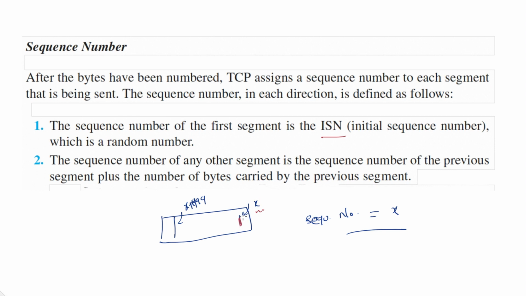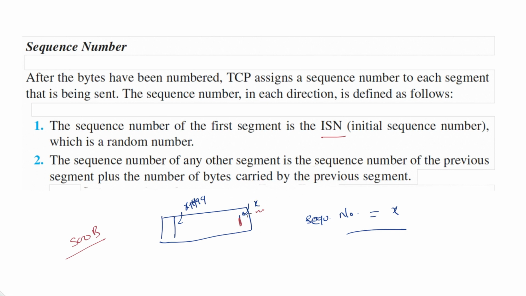that we have generated. So the first byte number is X, and then based on the data, let's suppose you have 500 bytes. So this data is just 500 bytes of data. Then you will say the last byte number is X plus 499. So the first byte number is always generated using some random mechanism, and that is called the initial sequence number.